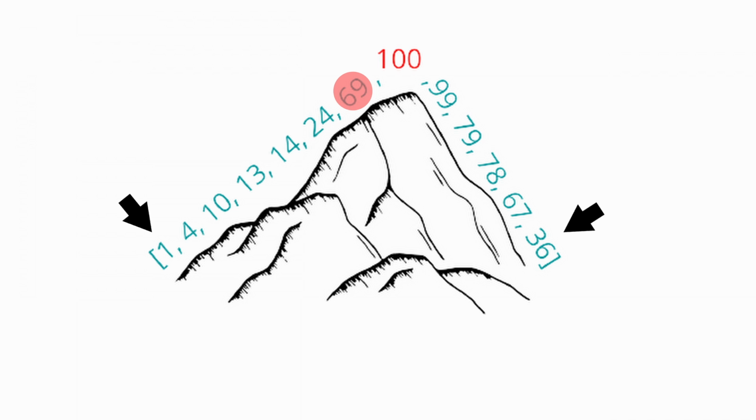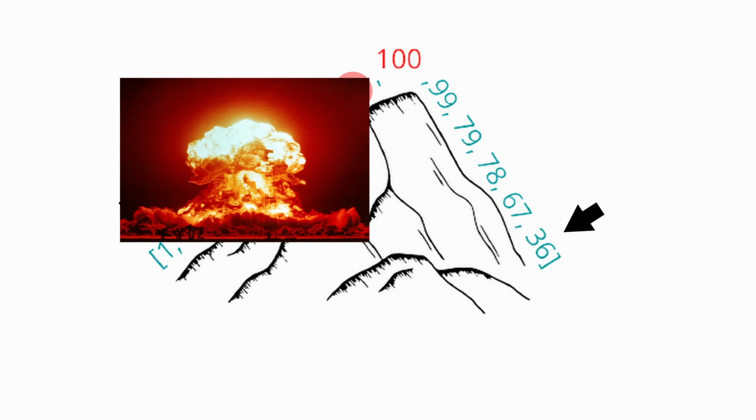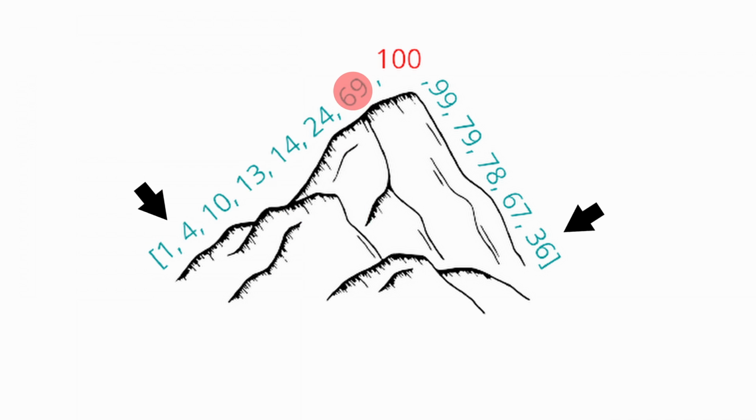And secondly, we can conclude that our peak is going to be to the right of our mid because our peak is going to be the greatest value in our array. So if the value to the right of our midpoint is greater than our midpoint, we know that our current midpoint couldn't possibly be our peak. Therefore, we can reduce our search area and completely ignore anything to the left of our mid, including our mid. So we move our left pointer to mid plus 1.